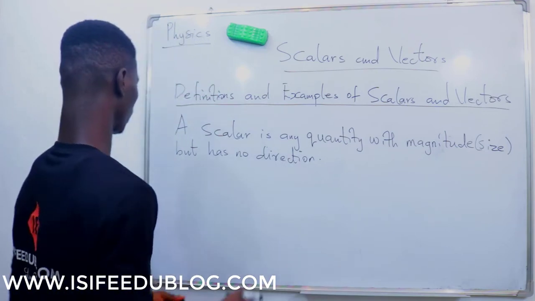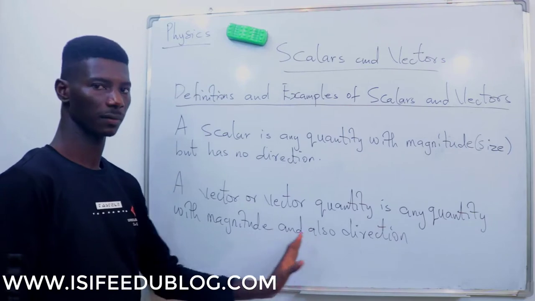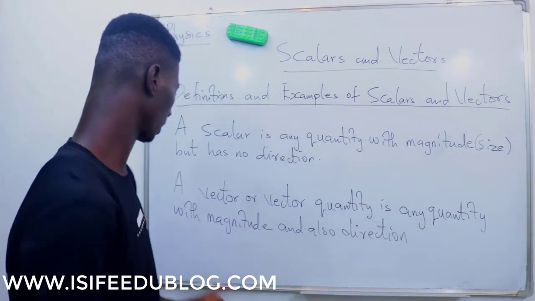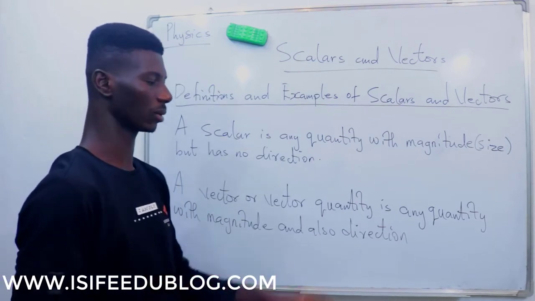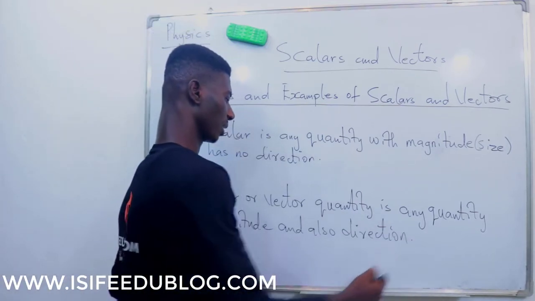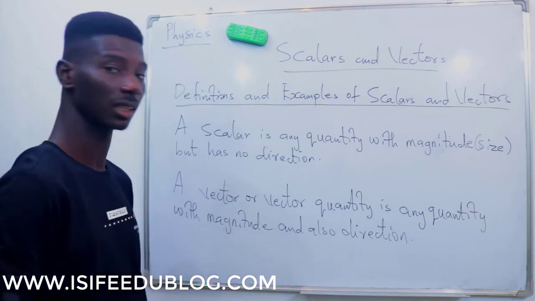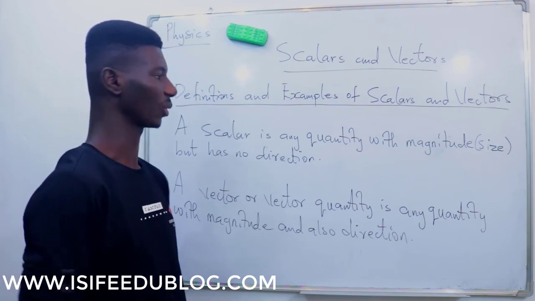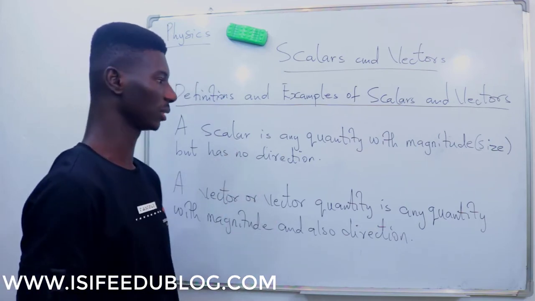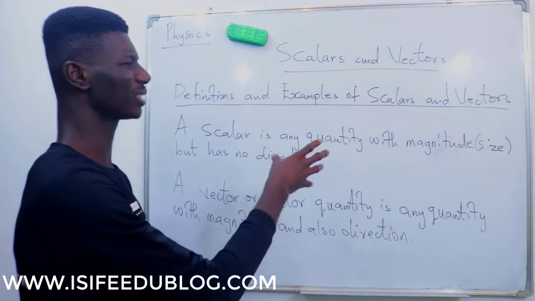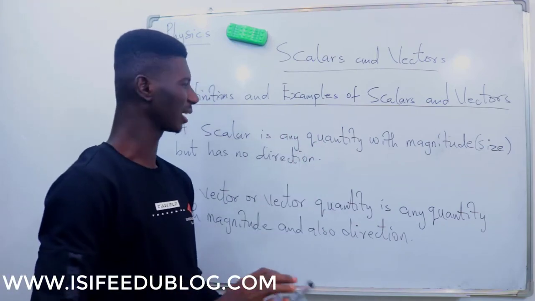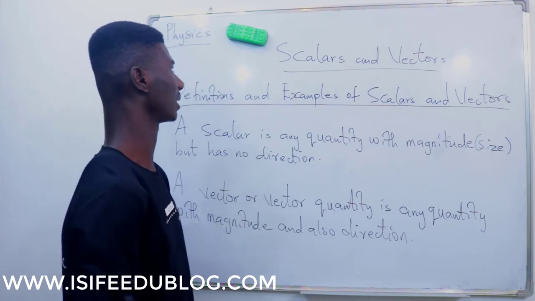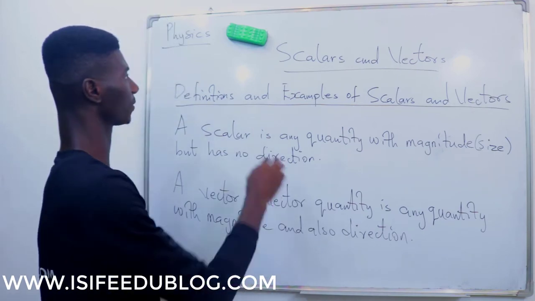So I'm going to put it down too. So you can see the definition on the board. A vector, or you can call it vector quantity, is any quantity with magnitude and also direction. So the difference between a scalar and a vector is that a vector has direction, while a scalar has no direction. So I'm going to explain this very well. The definitions are easy, but sometimes the understanding is not all that easy. So I'm going to use some of the examples to differentiate.